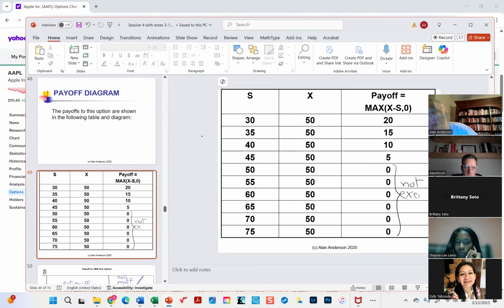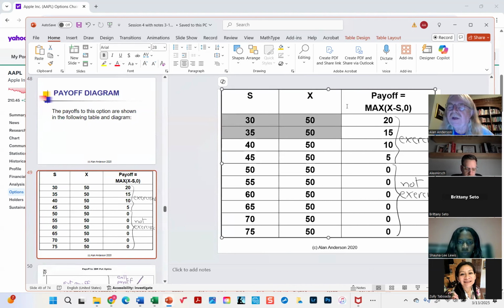So the not exercised part is down here. Exercise is down here. And if you notice, it's when the stock goes down, like we see here, that the payoff is going up. When the stock price goes up, the payoff hits 0 and it never goes up again.